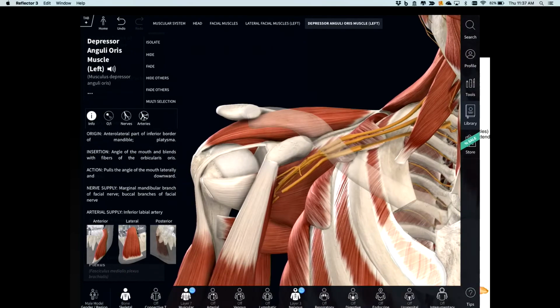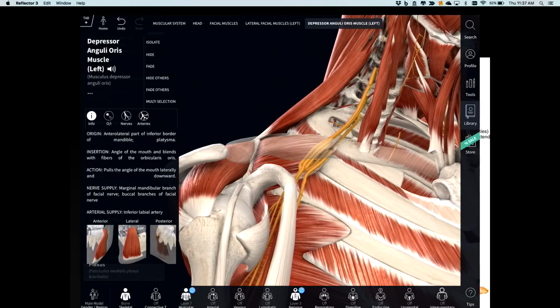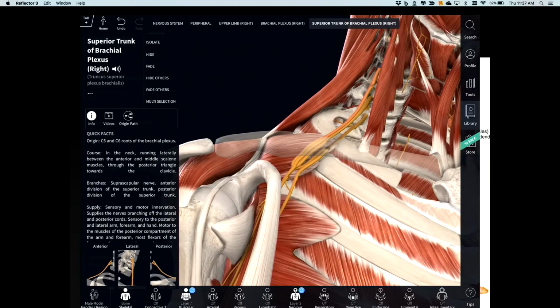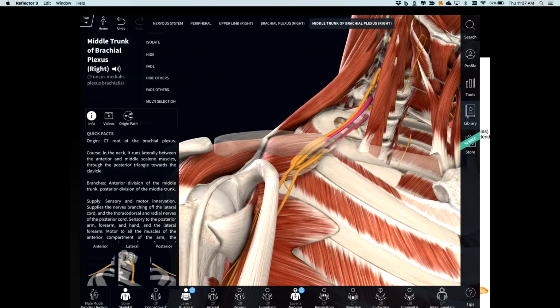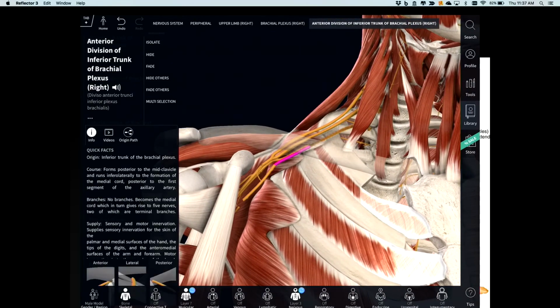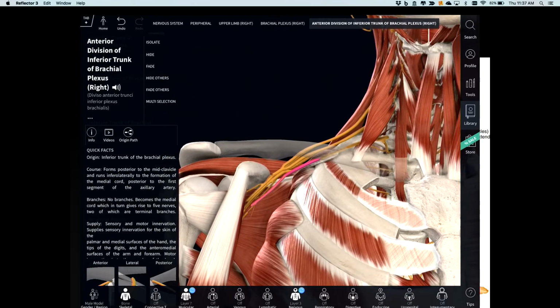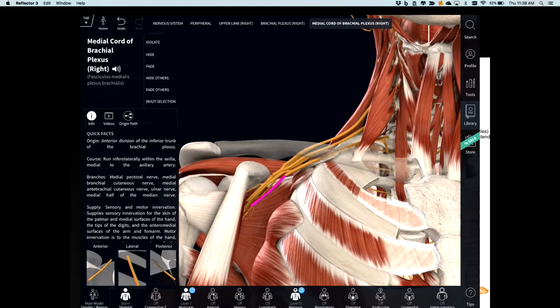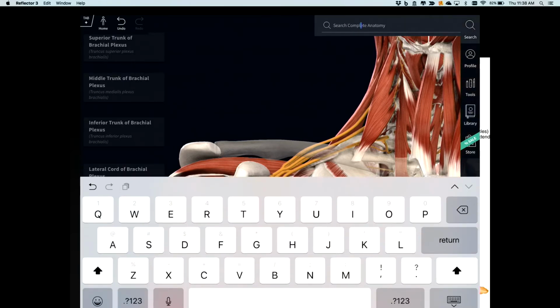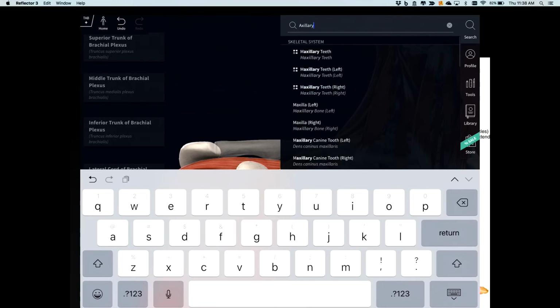So, we talked about the level of the brachial plexus. You can see the roots way up here. As it descends behind the clavicle, there are roots, trunks, divisions, cords, and branches. And it looks messy right now, right? I think first what I want to do is show you the cords in relation to the axillary artery.